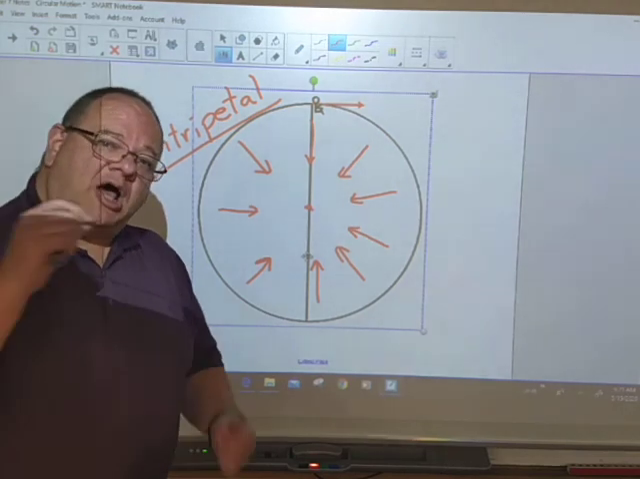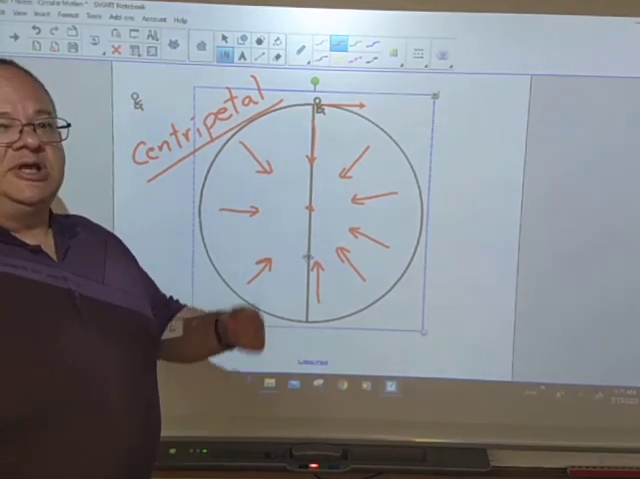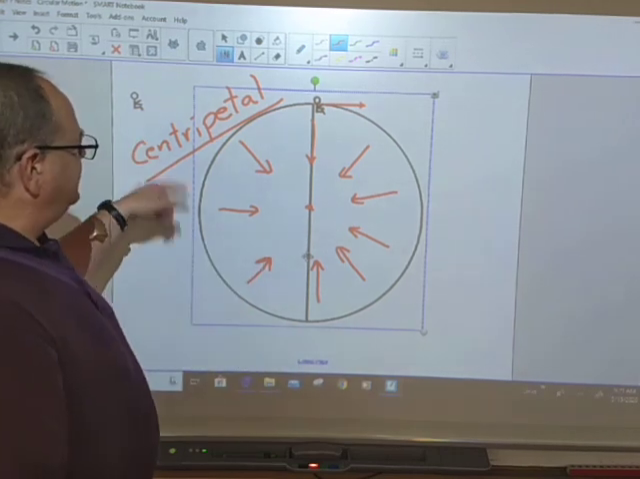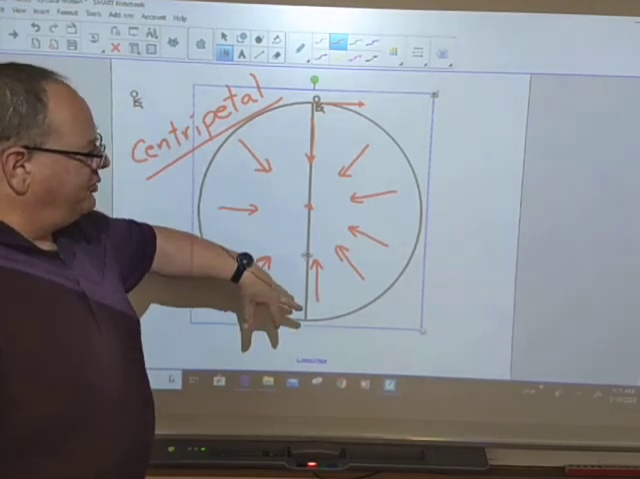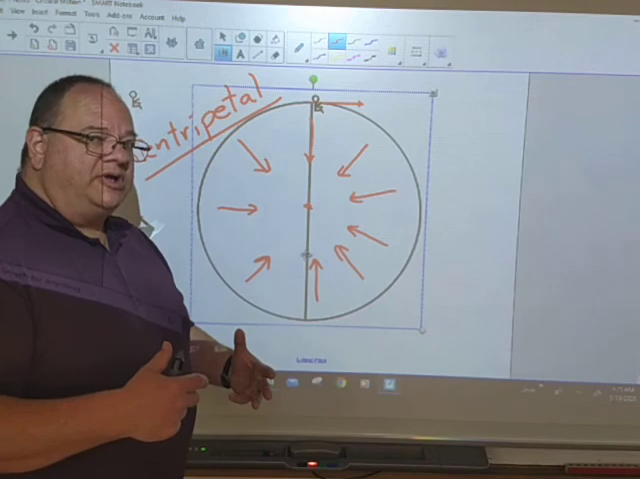An unbalanced force on an object causes an acceleration. So the acceleration caused by the centripetal force is our centripetal acceleration.